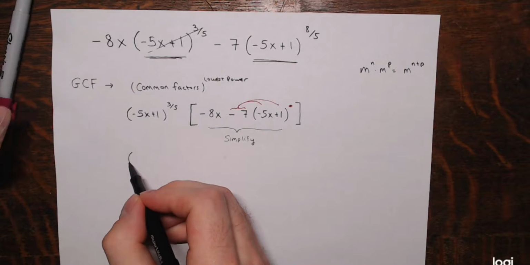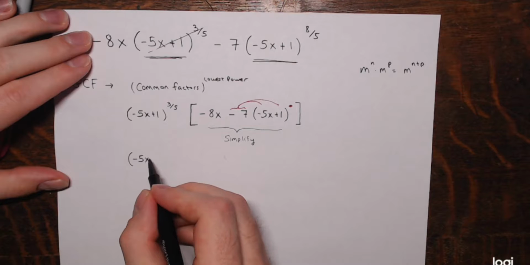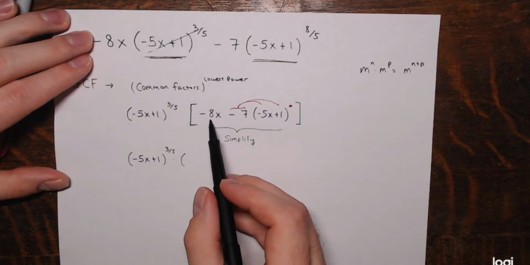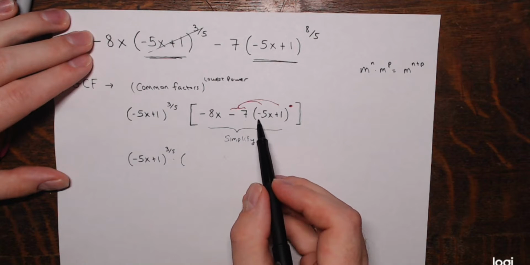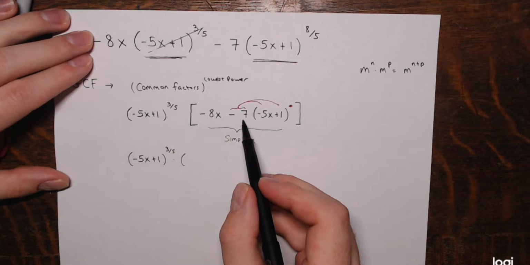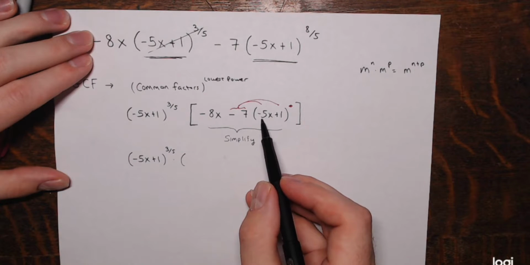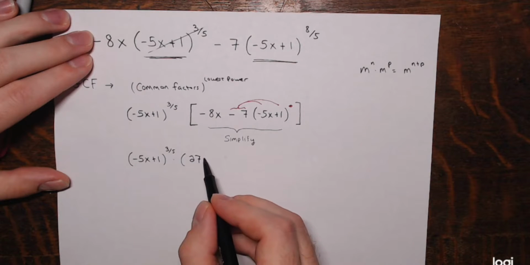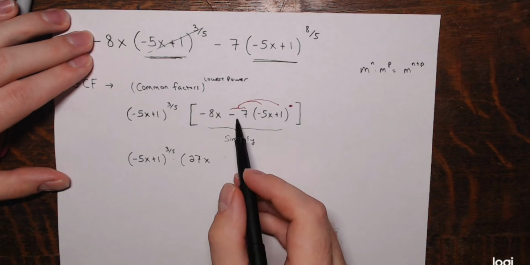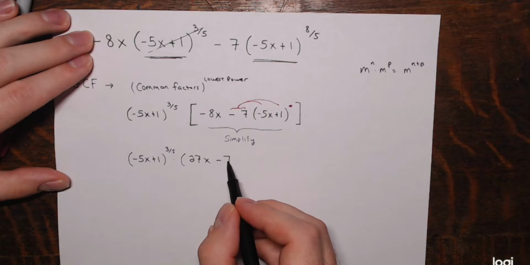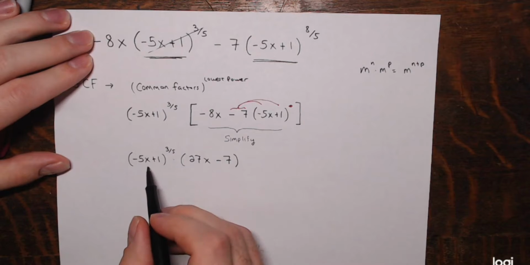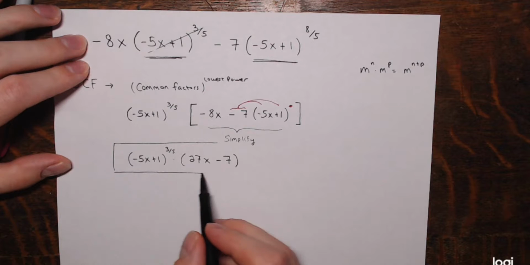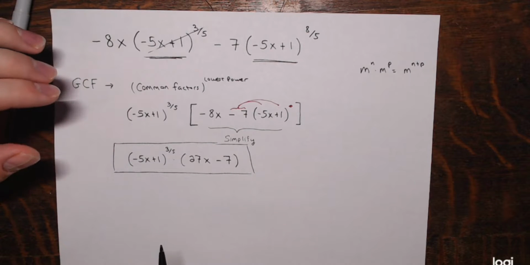So we have the GCF pulled out, right? Negative 5x plus 1 to the 3/5 times, and then here we have negative 8x plus 35x. Negative 7 times negative 5x is 35x. So 35x minus 8x would be positive 27x. And then negative 7 times positive 1 would be negative 7. And there's your second factor after pulling out the greatest common factor of negative 5x plus 1 to the 3/5. And this is what they want us to do: factor, rewrite as a product.